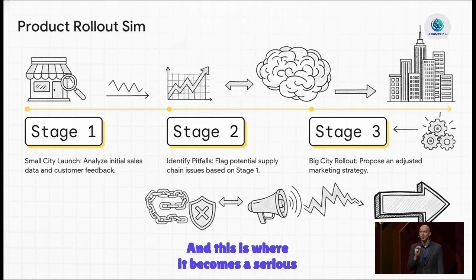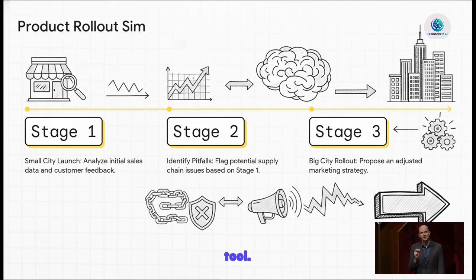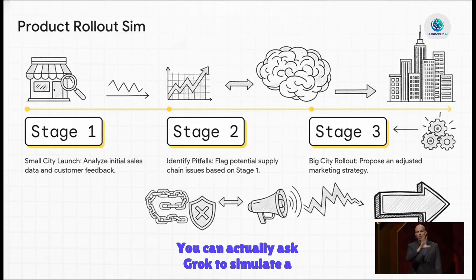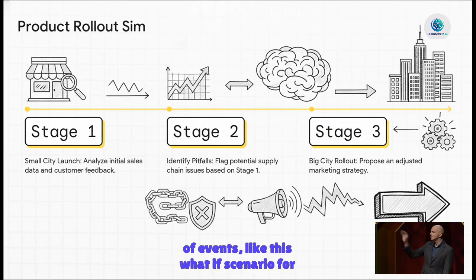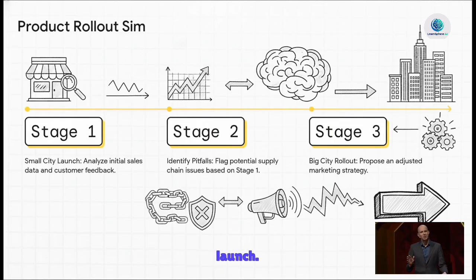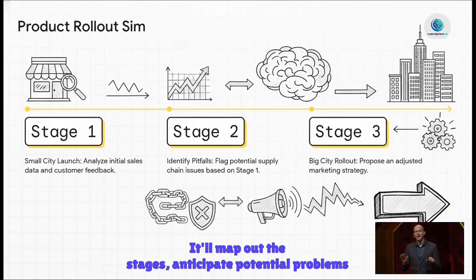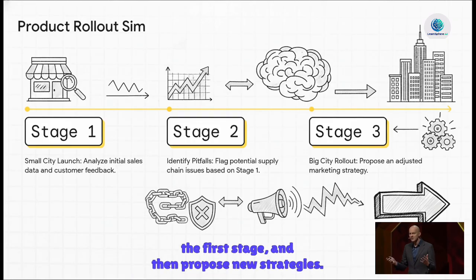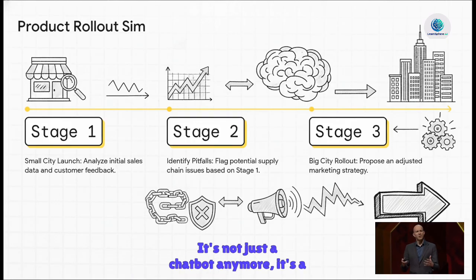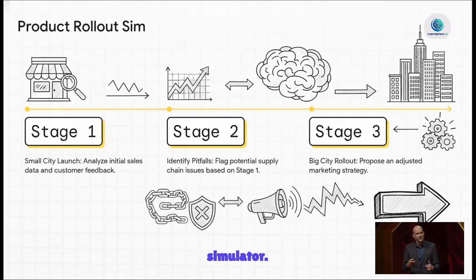And this is where it becomes a serious strategic planning tool. You can actually ask Grok to simulate a whole chain of events, like this what-if scenario for a product launch. It'll map out the stages, anticipate potential problems based on the first stage, and then propose new strategies. It's not just a chatbot anymore, it's a simulator.